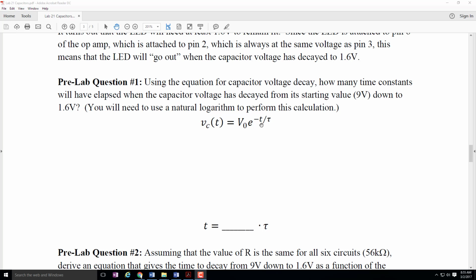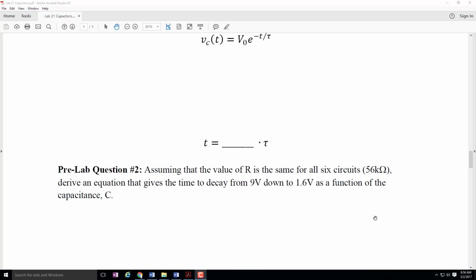So you're going to need to calculate T divided by tau. Eventually, you'll just say that T equals some number times tau. You need to calculate T divided by tau. To do that, you're going to need to do a natural logarithm to get rid of the E here. So just be aware that this quick calculation here is going to require you to do a natural log.